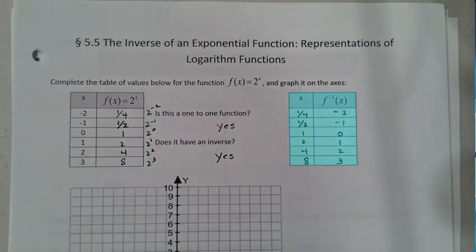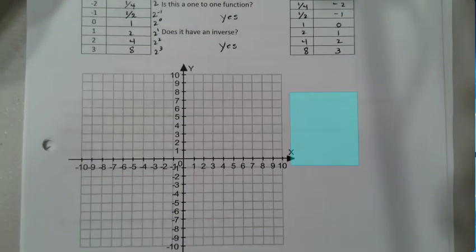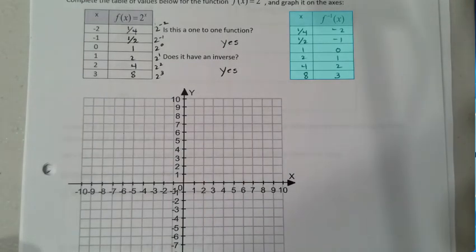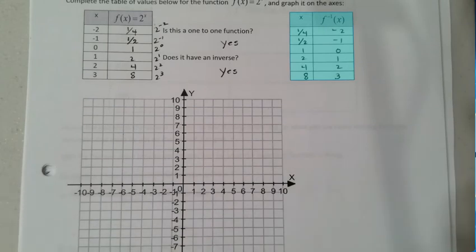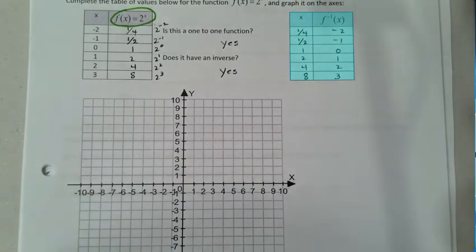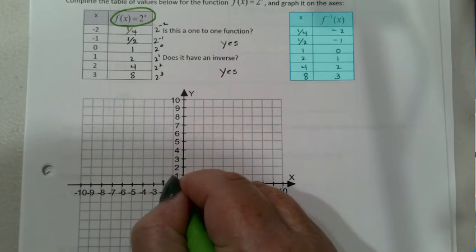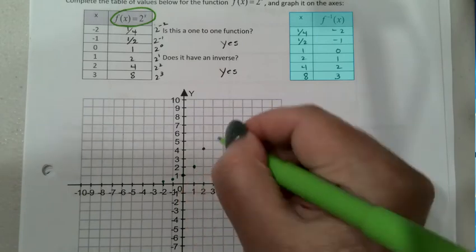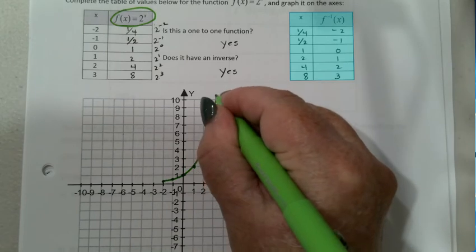So now that we've got this, we're going to graph both the original function, the 2 to the x, and this new inverse function together on the same graph. Let's do the original function. I'll do that one in green. We already know it's going to be exponential growth, so we have a pretty good idea of what it's going to look like, but let's just plot the points and we'll get a quick graph here. And there we go.